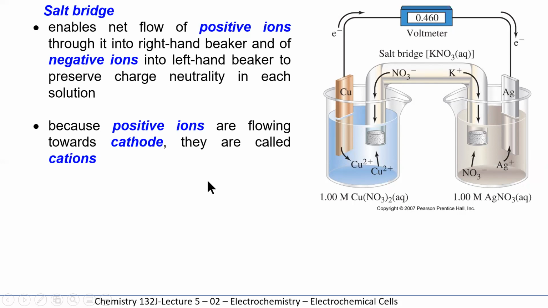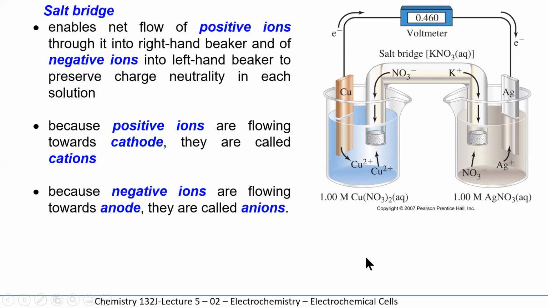Now, because the positive ions are flowing towards the cathode, they're called cations. So another little bit of terminology here. The positive ions in the right-hand beaker flow like I was showing here. The positive ions are flowing from the left side of the beaker to the right side of the beaker. And the negative ions are flowing towards the anode. They're called the anions. So the negative ions are flowing in this direction.